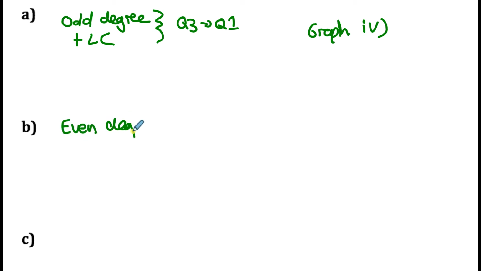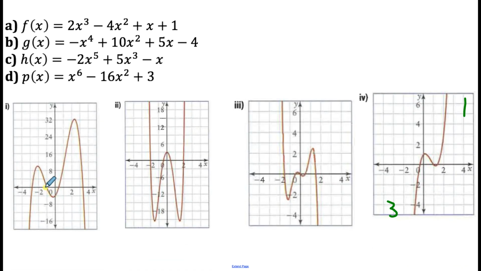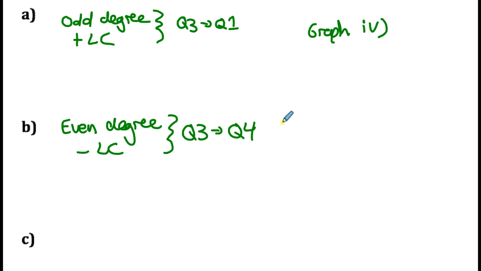Even degree, negative leading coefficient. We know that means it goes from quadrant 3 to quadrant 4. Which graph goes from 3 to 4? This one right here, graph number 1. So graph number 1 matches equation B.